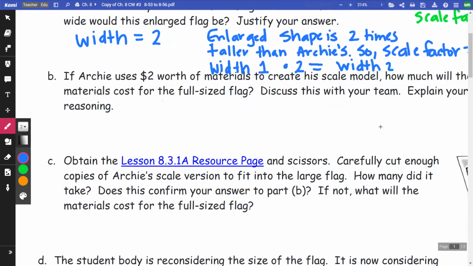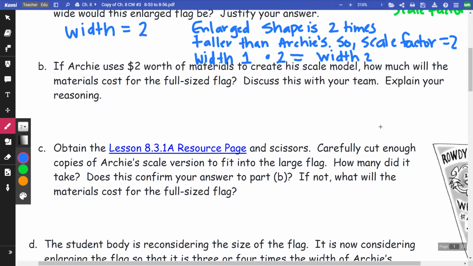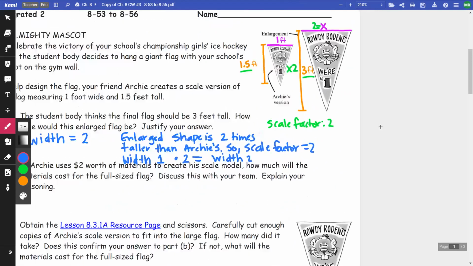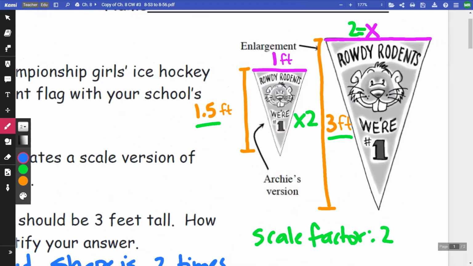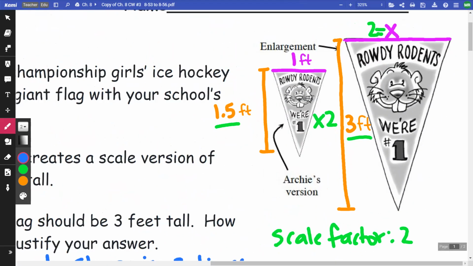Now, the next thing we did was we answered B. It says if Archie uses $2 worth of materials to create his scale model, how much will the materials cost for the full size flag? Discuss this with your team, explain your reasoning. We were doing this individually. So if Archie's cost $2 to make for the material, we want to know how much the new enlarged one will be. So pause, give your answers.